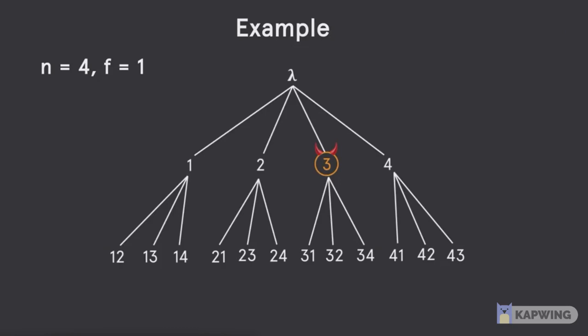Let us illustrate our algorithm with a simple example. In our example, let's say we have n equal to 4 and f equal to 1. In other words, we have 4 processes in total, and one of these is Byzantine. In this case, process P3 is Byzantine, whereas processes P1, P2, and P4 are correct. Now our EIG tree structure would have 3 levels as we have only one Byzantine node. Each of the 4 nodes at level 1 has 3 children at level 2.